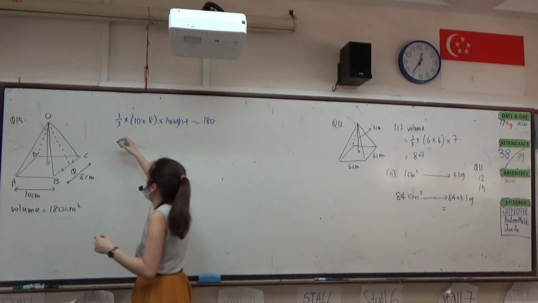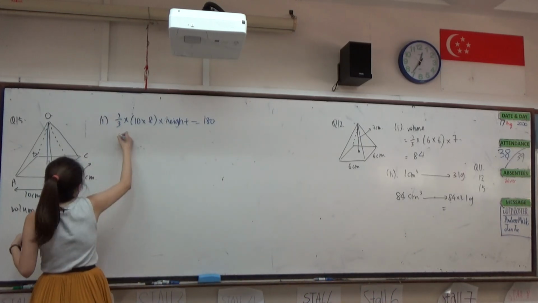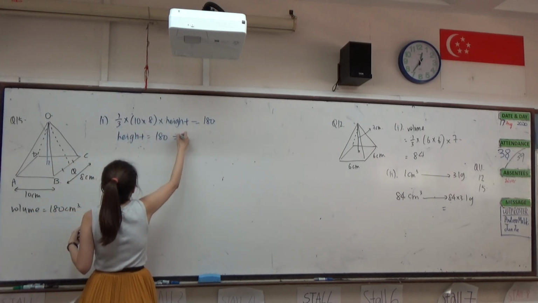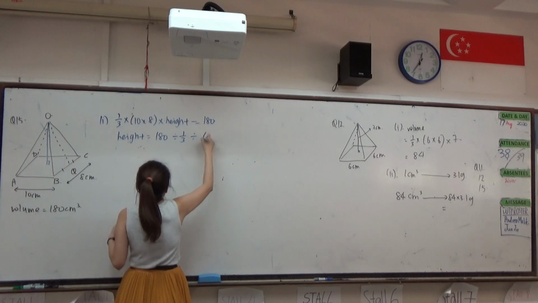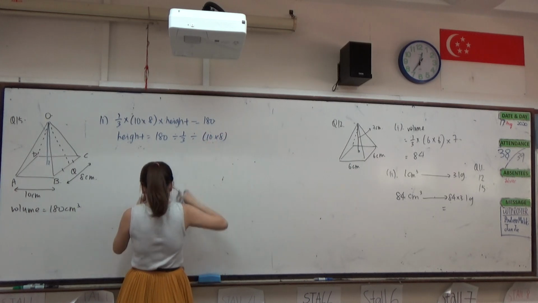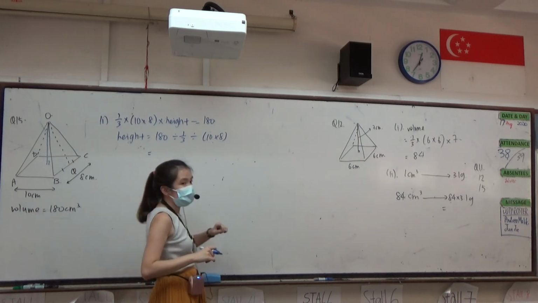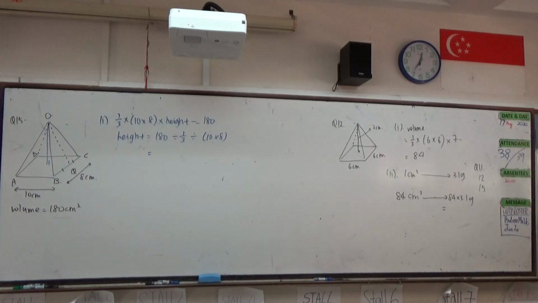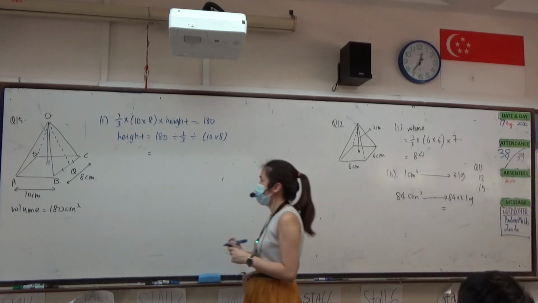Then to find the height, we take 180, divide by 1/3, divide by 10 times 8, which is 80. So you can go and compute that on your own as well.